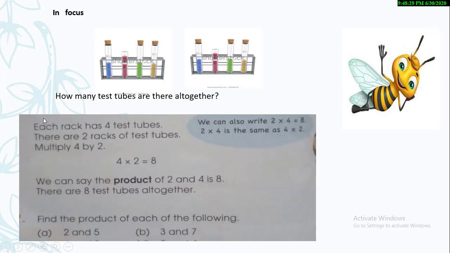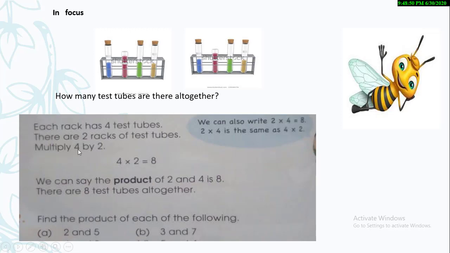Let's read the definition. Each rack has 4 test tubes. As you can imagine, this is group number 1 and this is group number 2. So each rack has 4 test tubes and there are 2 racks of test tubes. Yes, we got the 2 racks. 2 racks of test tubes are there. So how do they mention the question?